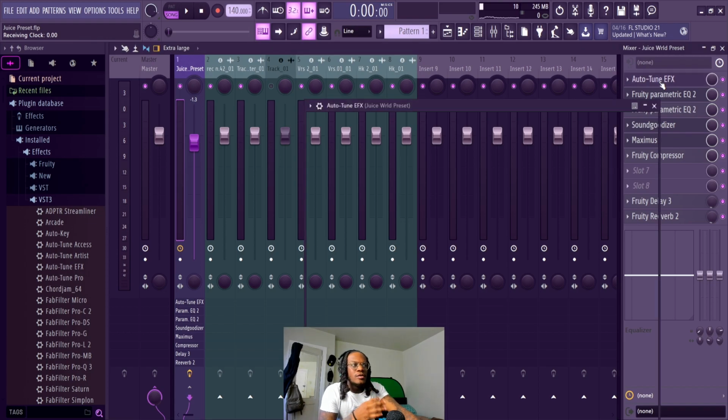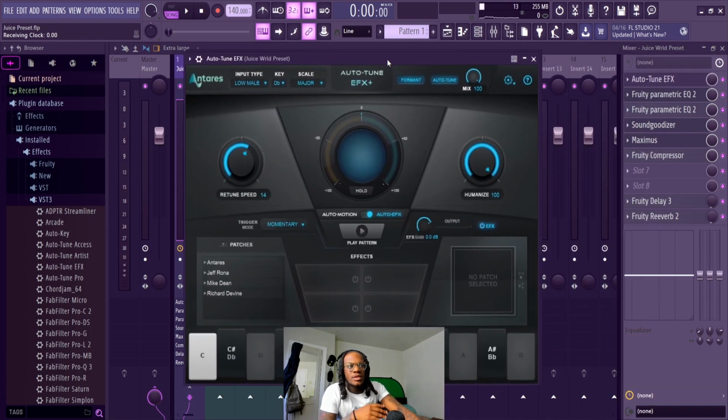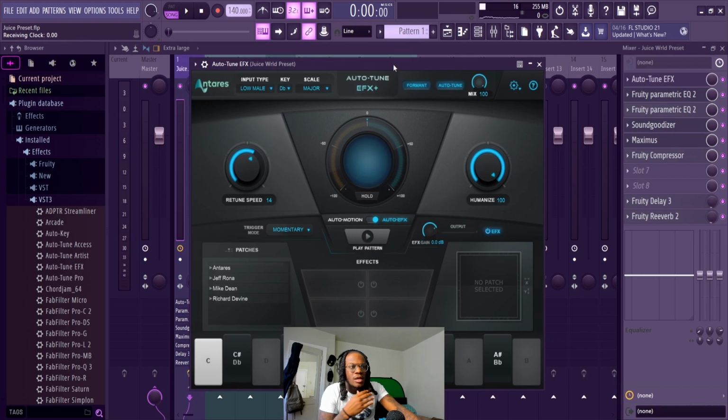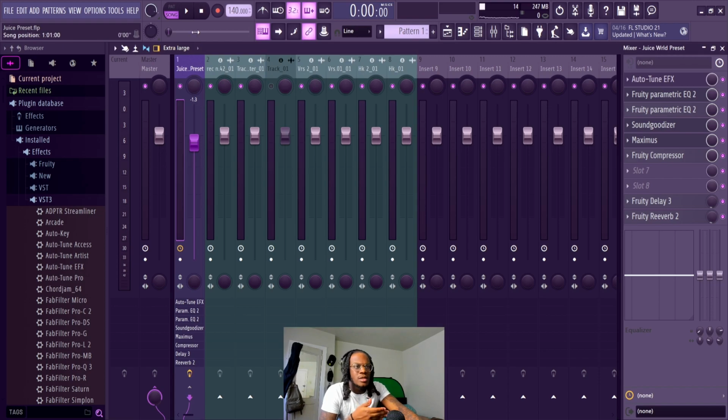So I use Auto-Tune Effects for most of my auto-tune when I'm mixing me or other people, and I went with a low mel, D flat major. That was the key of the song, and we went retune speed 14, humanize at 100, so that we got them sustained notes not bouncing up and down. And the retune speed was kind of low. He didn't really need a lot because Juice WRLD is a pretty good singer. You know what I'm saying?